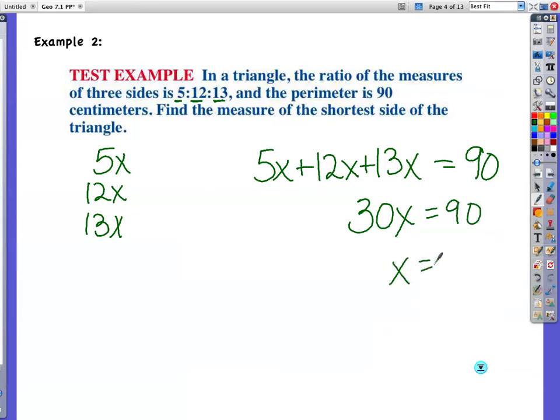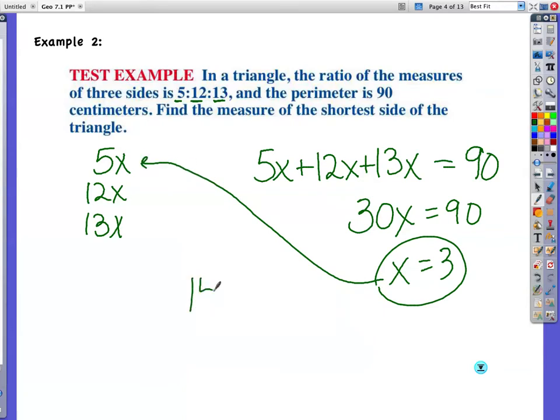And I solve, I get that part. That x value is 3. The question is find the measure of the shortest side. So my shortest side is 5 times that unit. So 5 times 3 is 15. I'm going to substitute in. Oh yeah, I do need a label here. I am talking about centimeters up here, so it must be 15 centimeters for that side.